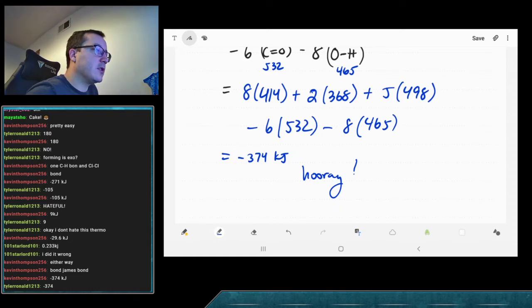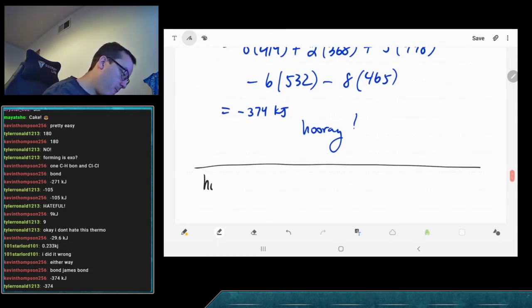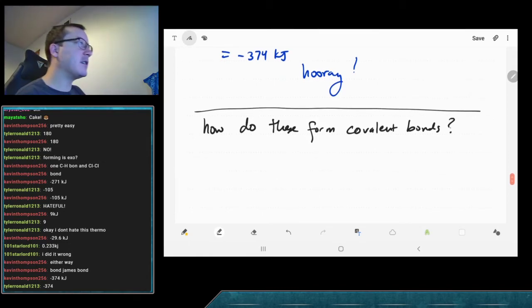Okay, no questions? Alrighty, then we're going to now talk about bonding some more. We're going to talk about how stuff forms covalent bonds.